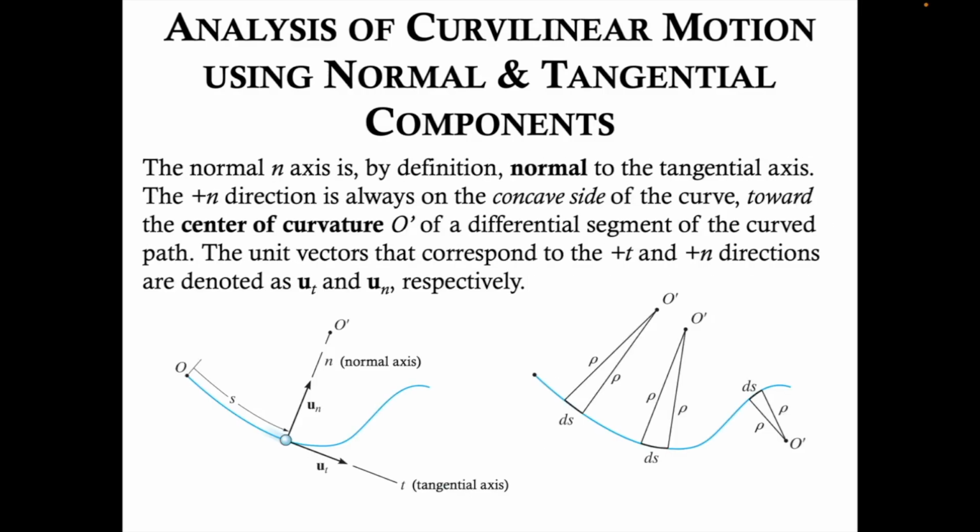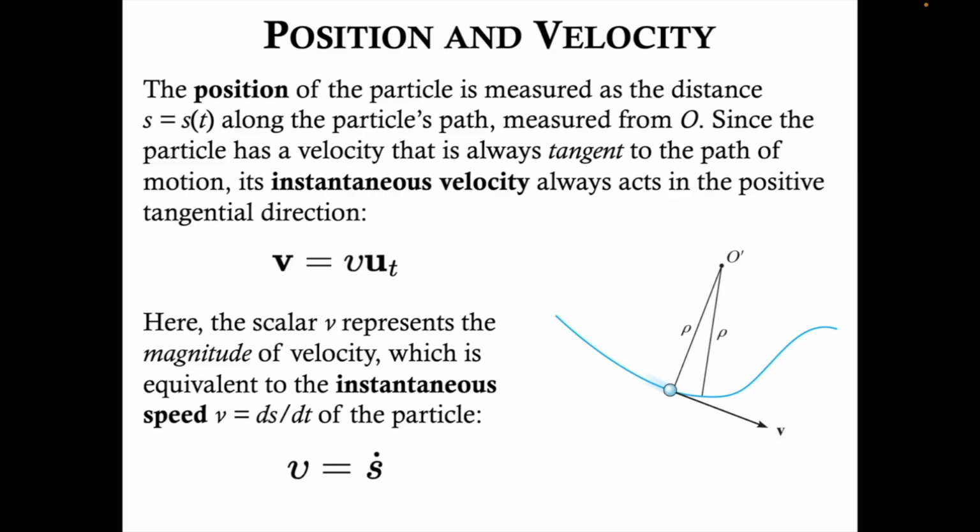The normal n-axis is, by definition, normal to, or perpendicular to, the tangential axis. The positive n direction is always on the concave side of the curve, toward the center of curvature O' of a differential segment of the curved path. The unit vectors that correspond to the positive t and positive n directions are denoted as u sub t and u sub n respectively. So u for unit vector, subscript t for the tangential direction, and subscript n for the normal direction. The position of the particle is measured as the distance, s equals s of t, along the particle's path measured from that reference point O.